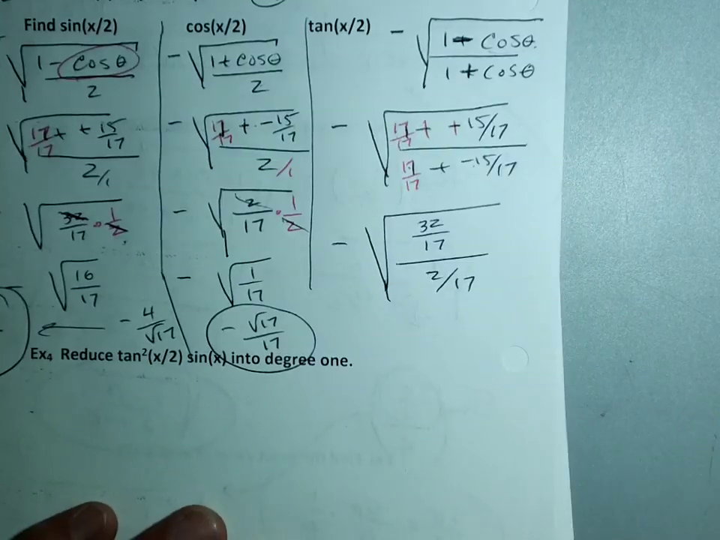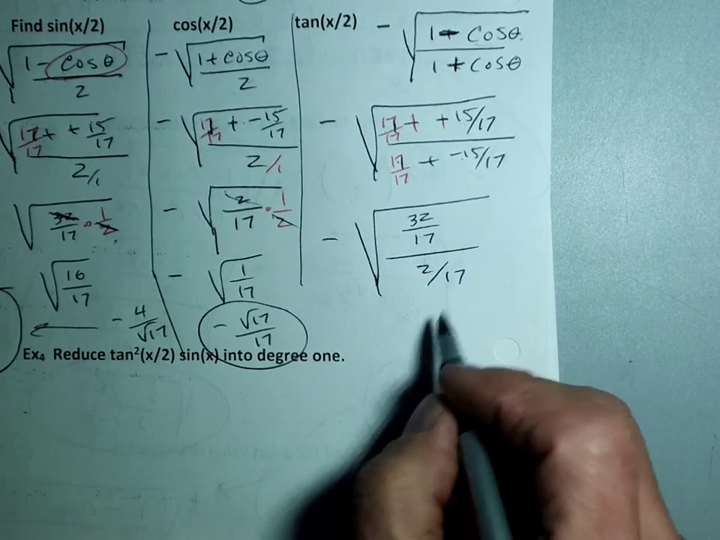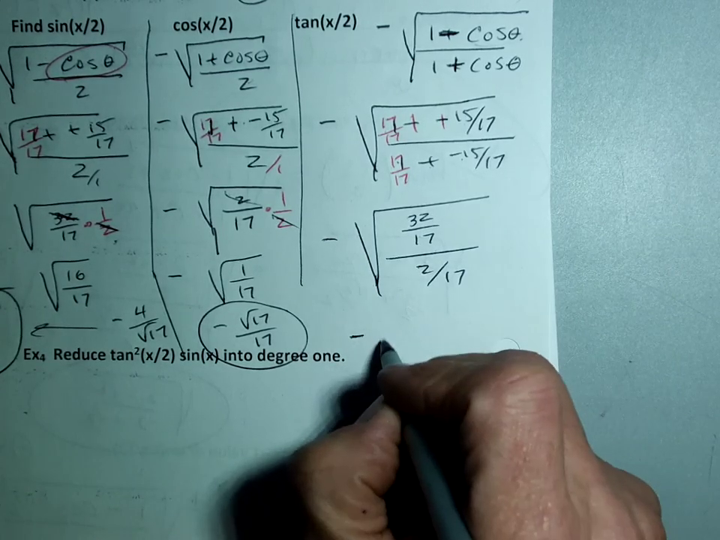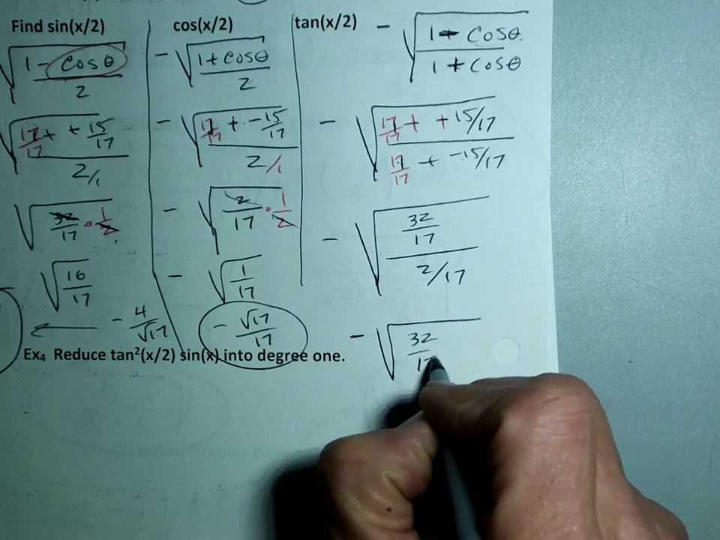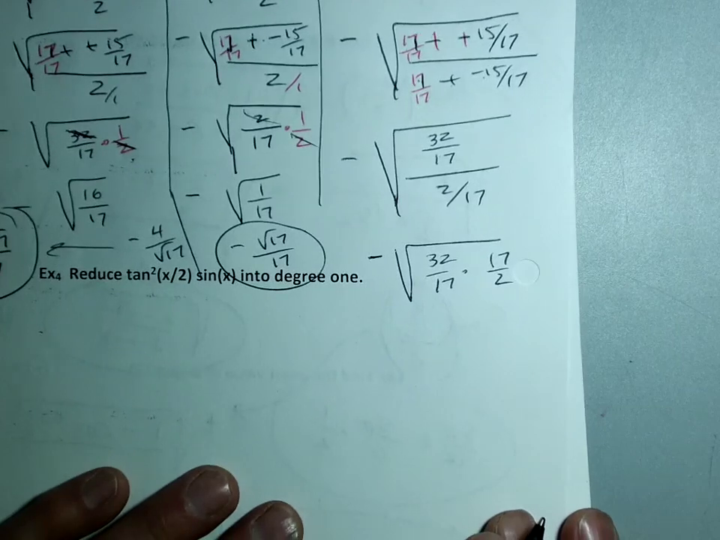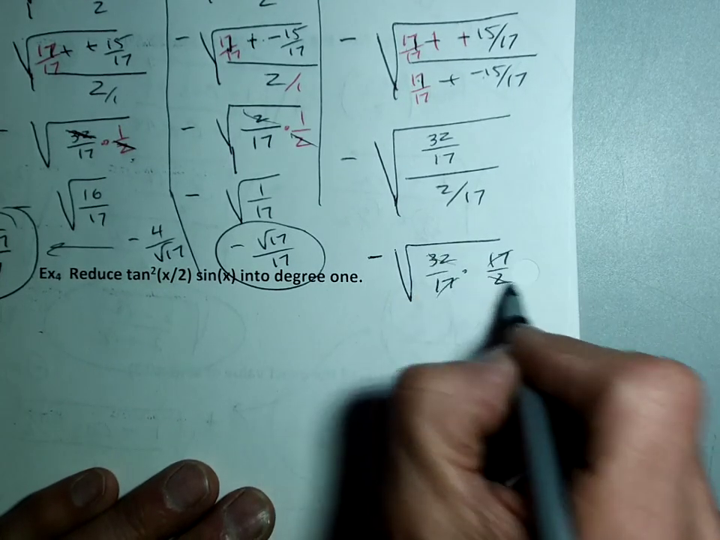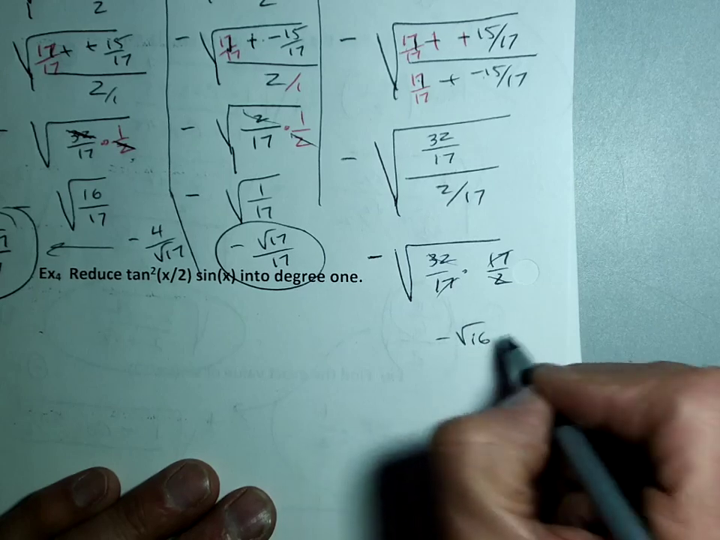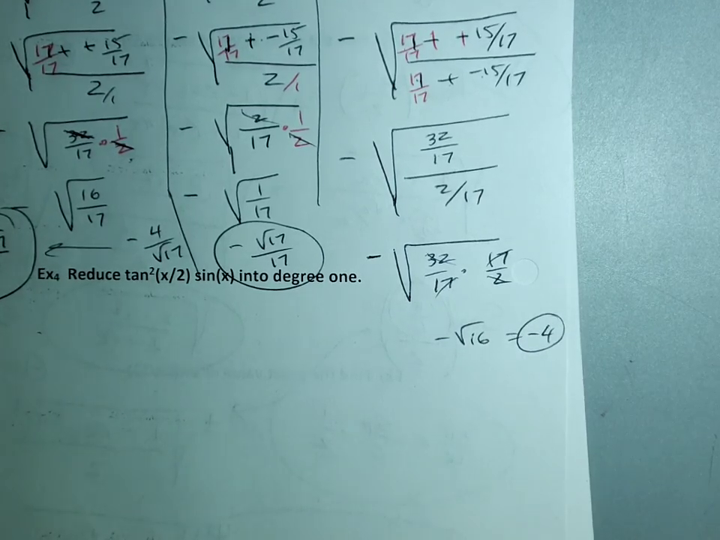Okay, now what do you think we're going to do? Invert and multiply. So I've got 32 17ths times 17 over 2. What do you see? This is getting easy. Cancel. Cancel. And what do you get here? Negative square root of 16, which is negative 4. Cool. Okay, we can do this. Last but not least.